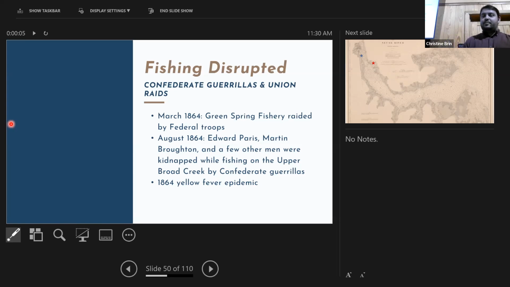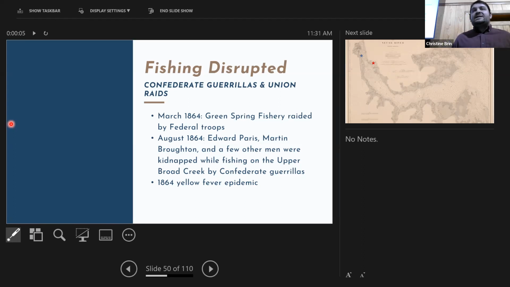And then so Union forces control the south side of the river. The north side of the river is pretty much a no man's land that's not controlled by Union. And there's a lot of Confederate guerrillas present. In 1864, Edward Paris, Martin Broughton, and a handful of other guys who operate their fishery on Upper Broad Creek are kidnapped by Confederate guerrillas and forced to go on a march, carrying all their fish with them to go feed the guerrilla camp. These guys get tired and they jump the Confederate guerrillas, wrestle their weapons away, and they're able to escape back to New Bern.